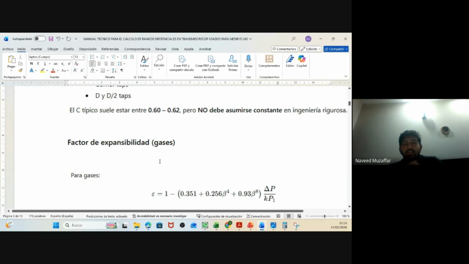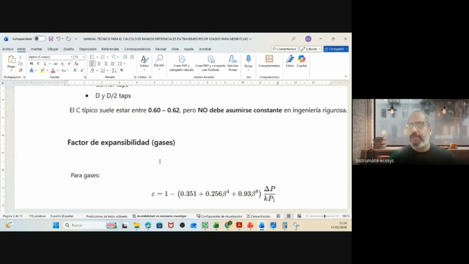Sorry to interrupt you. The discharge coefficient is usually given in the orifice sizing, which we have received from some vendors like Emerson or others. From there, we have received orifice sizing sheets.